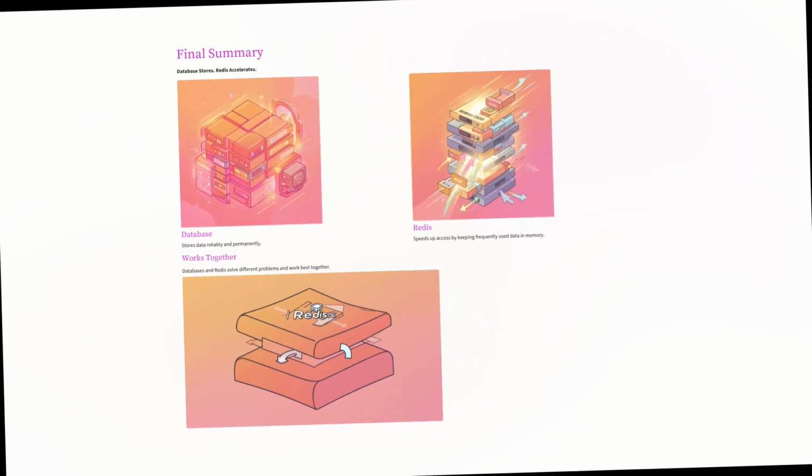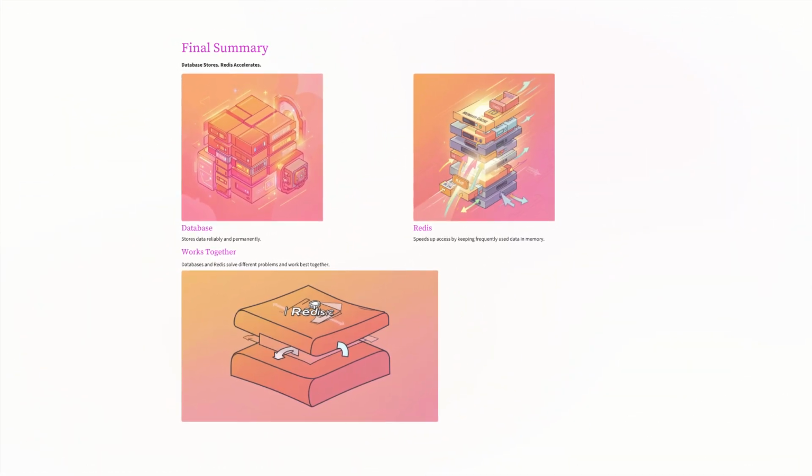Let's summarize. Databases are designed to store information reliably and permanently. Redis is designed to make applications faster by keeping frequently used data in memory. Great architects understand that databases and Redis solve different problems and work best together.